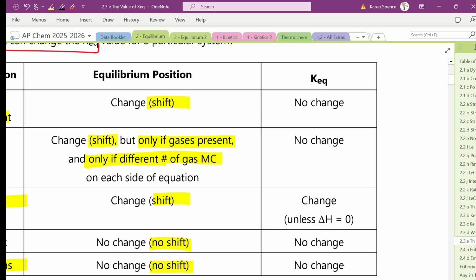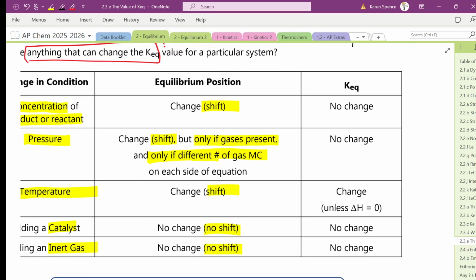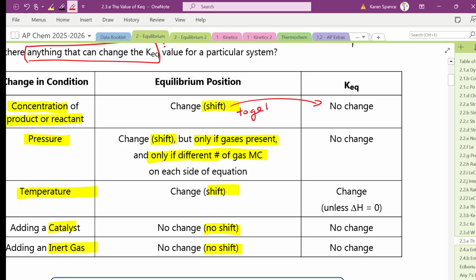Now, when we had a change in concentration, it shifts to get back to the original KEQ. So there is no change in KEQ.